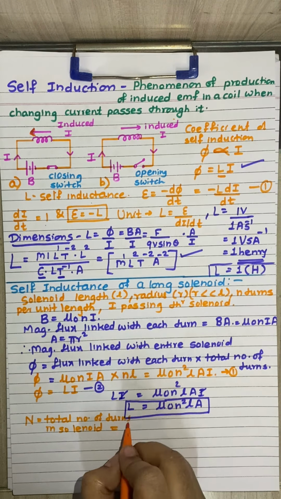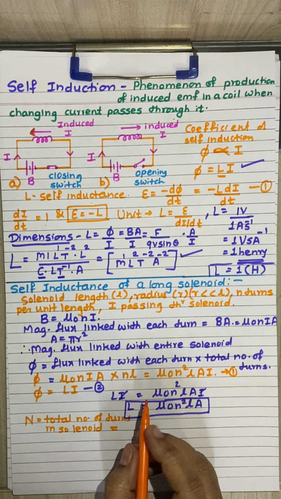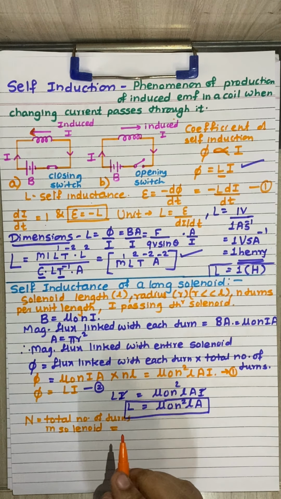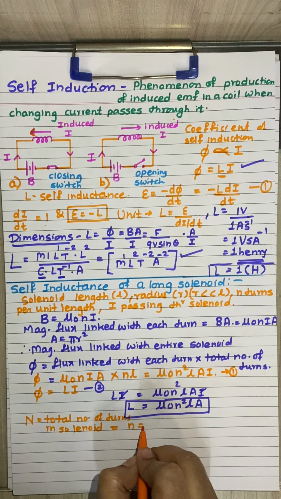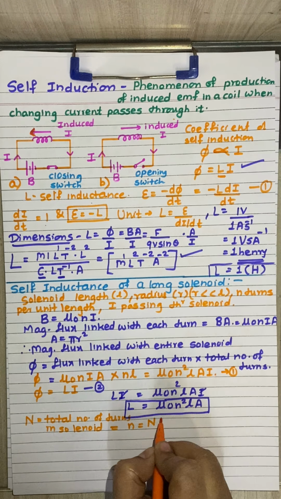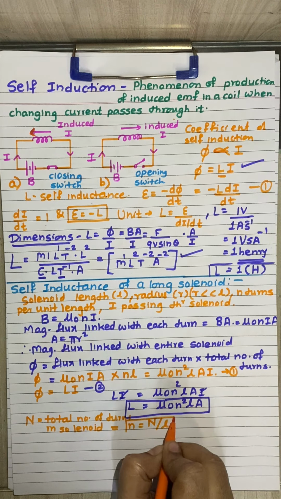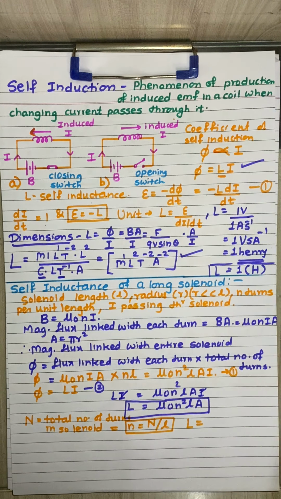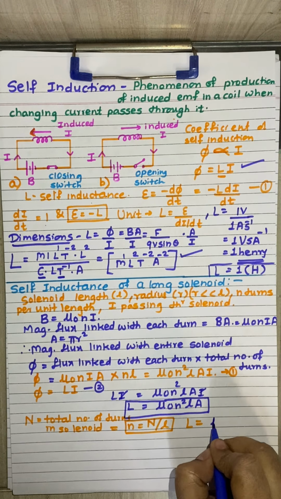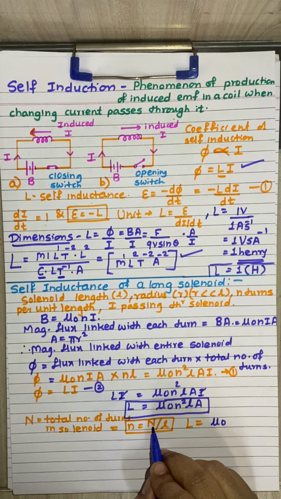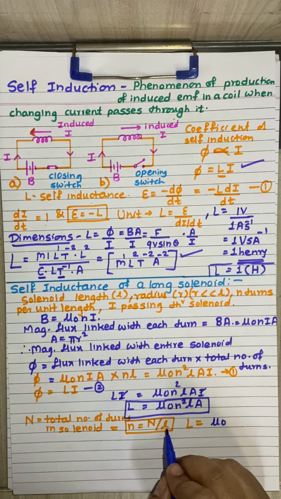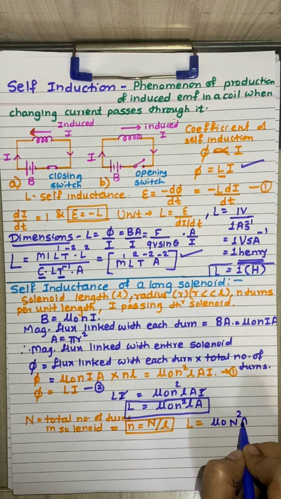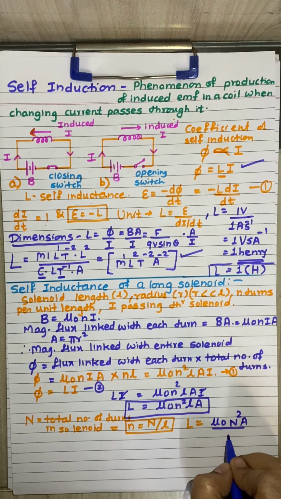that is given by, how do we calculate it? Capital N is equal to small n into l. So we have small n equal to capital N upon l. This formula we have studied. Therefore I can say that now L is equal to mu naught, instead of n square we are writing capital N square by l square. Out of that, one l will be cancelled. So we have mu naught N square A divided by l.